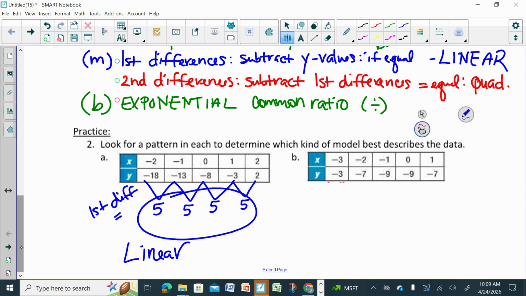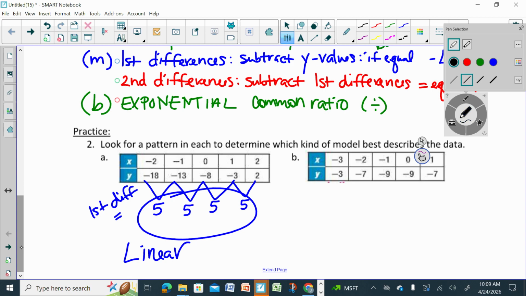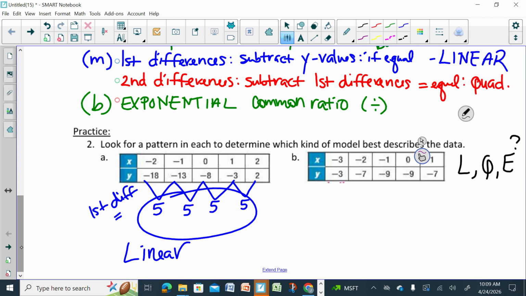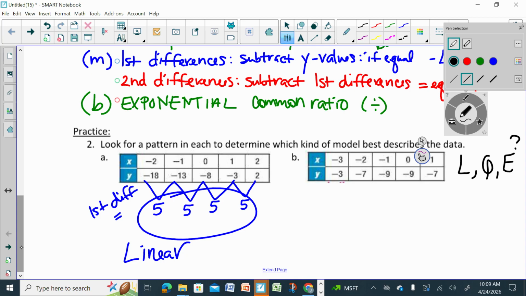Okay, over here, part B, and actually as I start doing these things, I like to keep track a little bit. So over here on the side, I might put an L, a Q, or an E. We're wondering, is it linear, is it quadratic, or is it exponential? So let's go ahead and do it again. We're going to do the first differences, starting backwards.